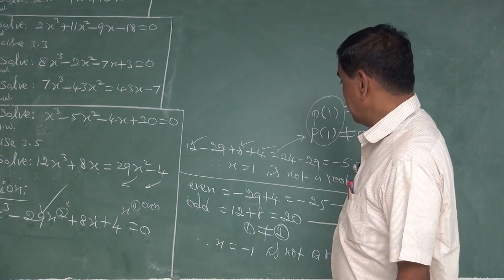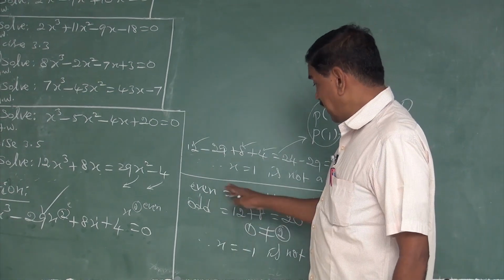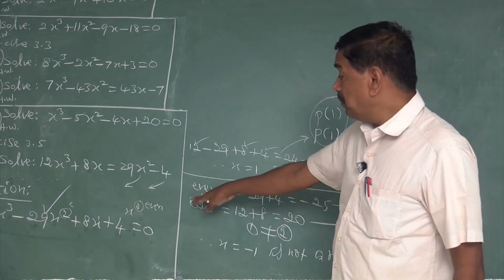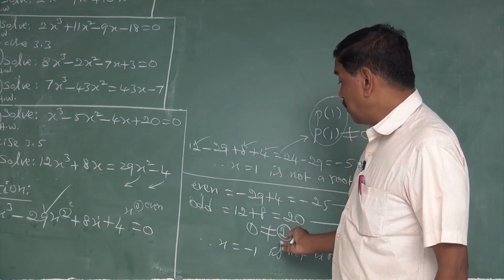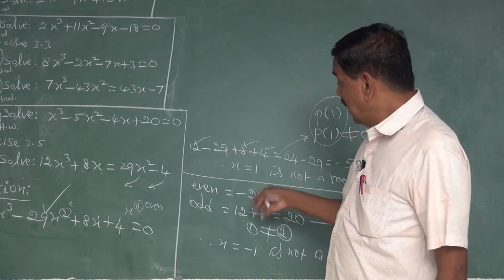Now come to the second part. For the second part, one can verify, as in the first type, that the sum of coefficients of even powers is not equal to the sum of coefficients of odd powers.